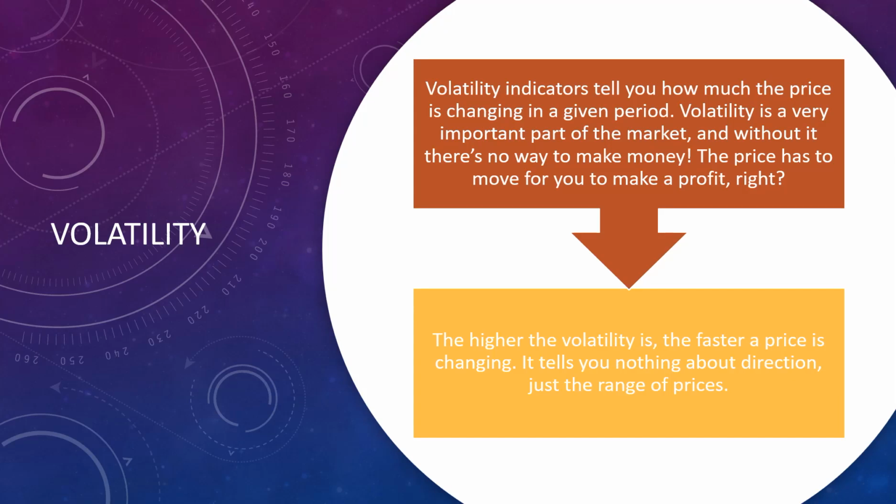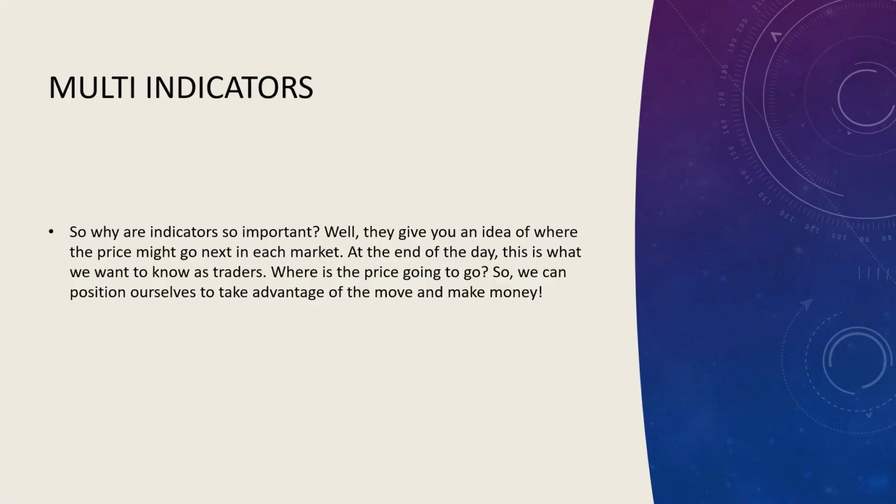Now, volatility indicators tell you how much the price is changing in a given period. Volatility is a very important part of the markets. The higher the volatility is, the faster a price is changing. It tells you nothing about direction, just the range of prices.